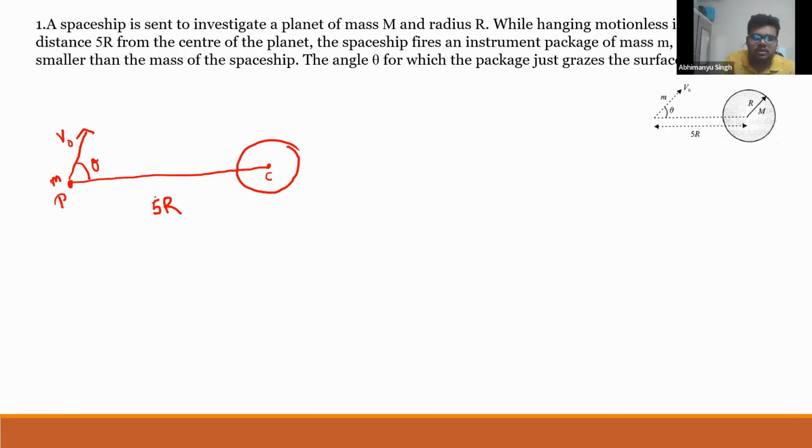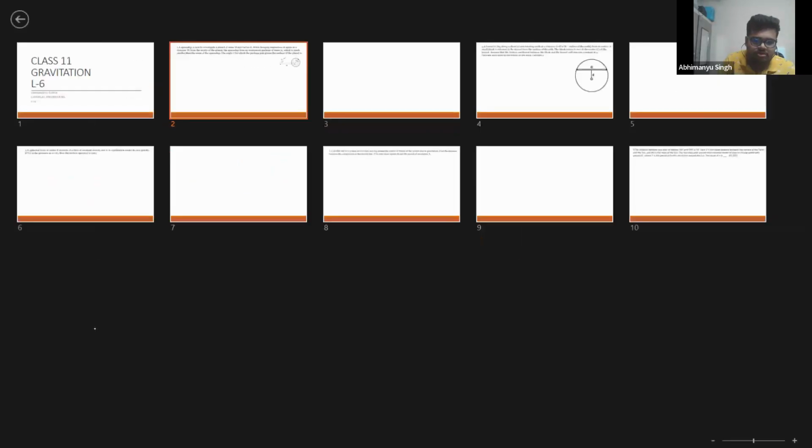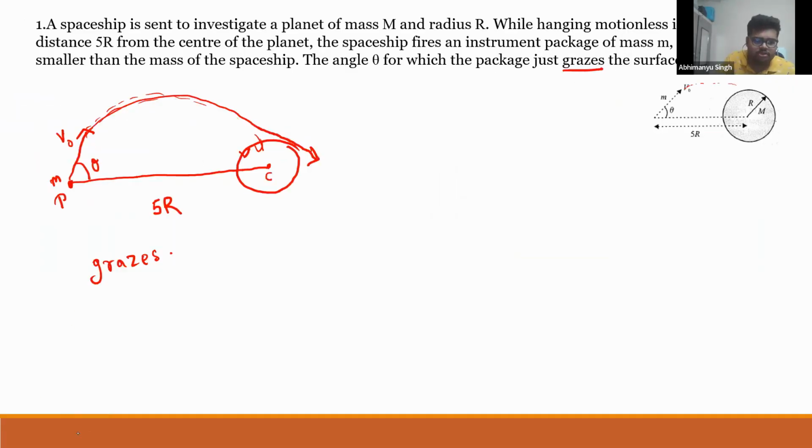One of the most important words for this problem is grazes. What does grazes mean? Grazes means that whenever it goes, it just touches the planet. If it falls, it will fall like this, or it could also fall like this. But grazing means it is going about the tangent to the planet. I hope you understood. Okay, this is the image.